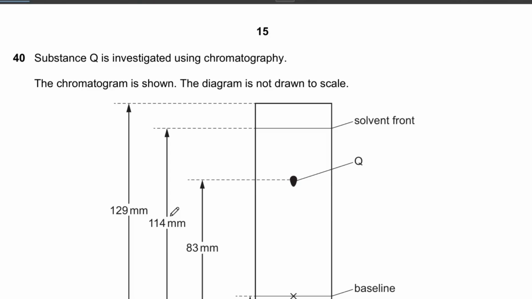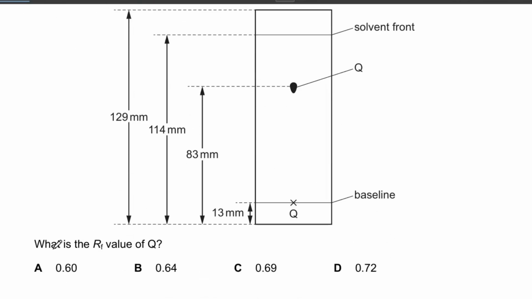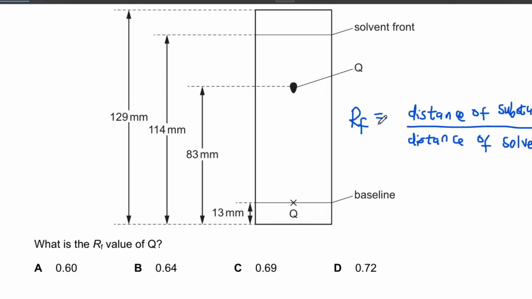Question 40, the last question. Substance Q is investigated using chromatography. The chromatogram is shown. The diagram is not drawn to scale. This is it. What is the Rf value of Q? That is, what is the retention factor? And to calculate the retention factor, we use the formula. Our Rf is equal to distance traveled by the substance, that is in this case Q, divided by distance traveled by the solvent, which is here our solvent front.